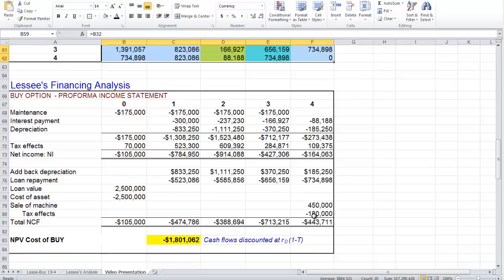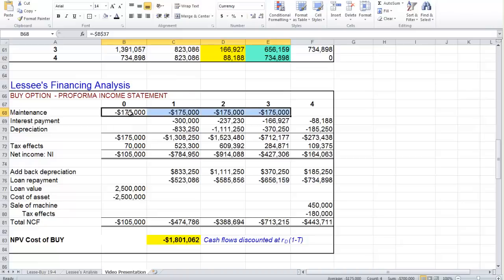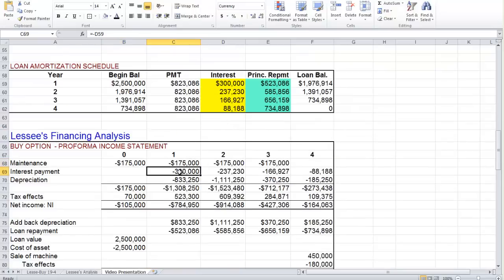And now the core of this analysis begins with the lessee's financing analysis. So again, we're told that maintenance payments will be made at the beginning of each year. So we line them up beginning from time 0. Interest payments, though, typically in any pro forma income statement should apply quite naturally at the end of each period. So these interest payments are exactly these figures. They are referenced carefully, ever so carefully.